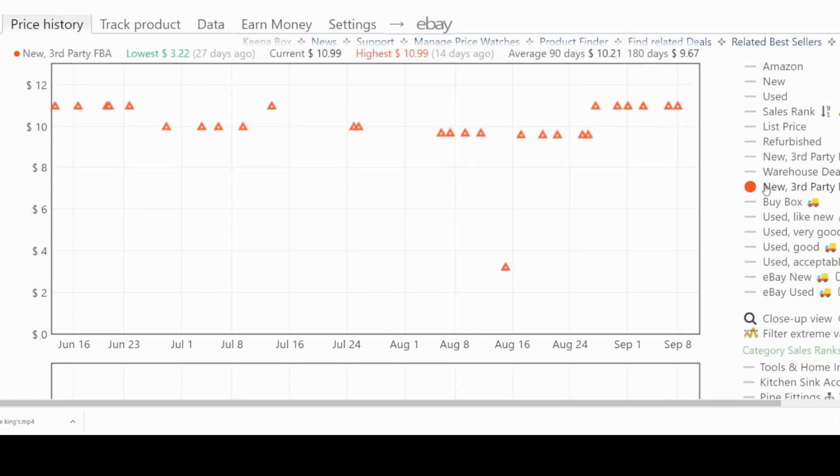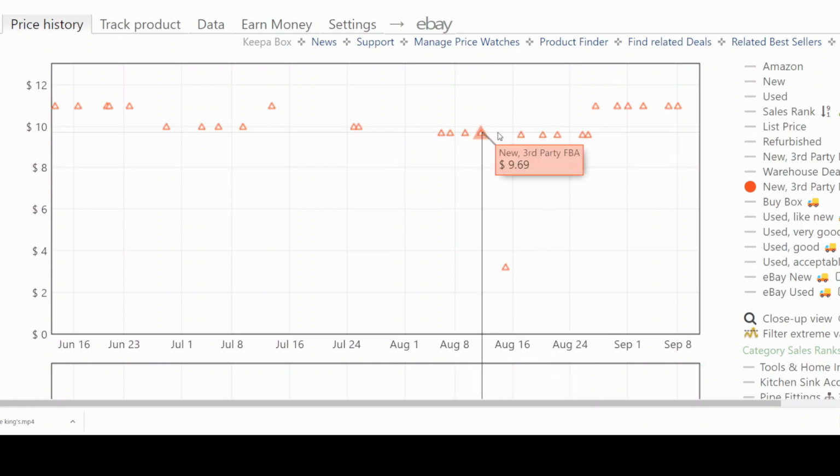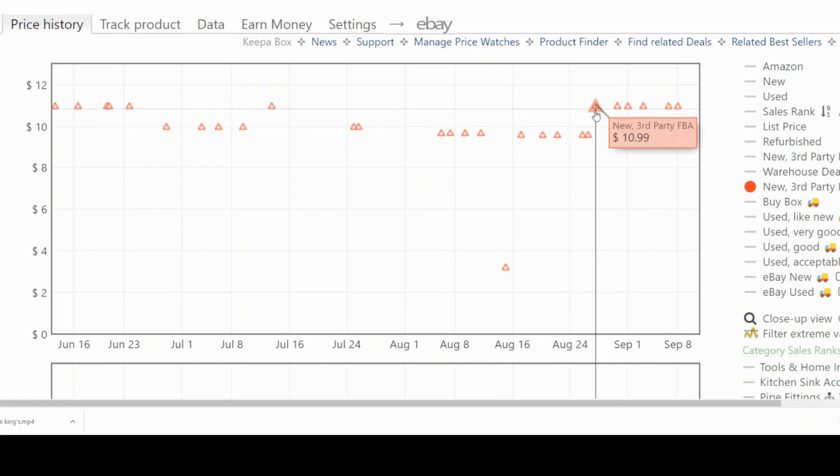All right, now we have new third-party FBA. These are the lowest new price offers by third-party sellers with fulfillment by Amazon, FBA. These are the offers by sellers that have sent their merchandise through UPS or shipping containers that have made it to Amazon. And this is Amazon shipping your merchandise to Amazon customers whenever they order them. And they are indicated by orange triangles. And you can see how the price has changed over time.